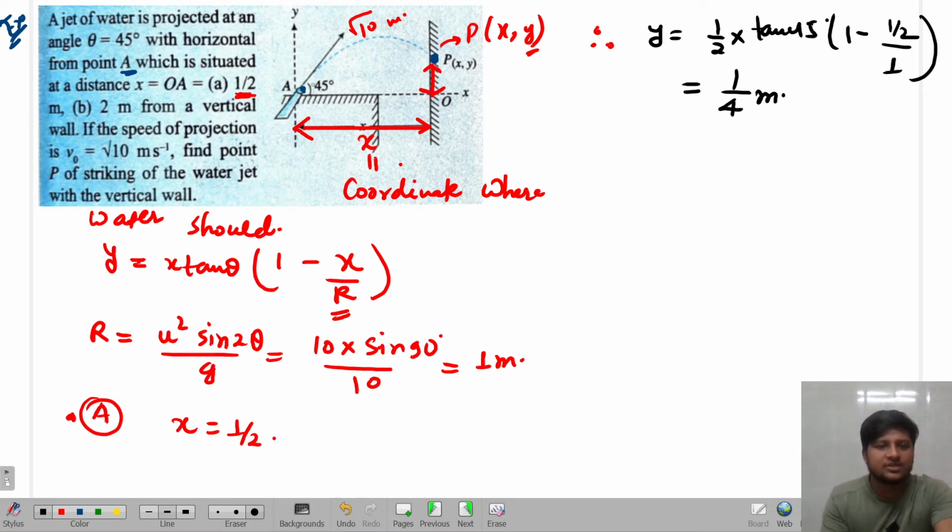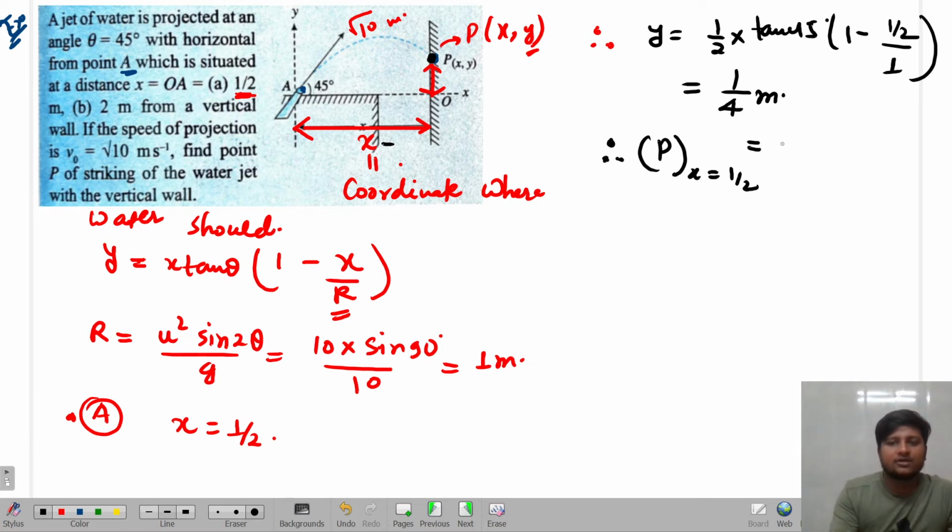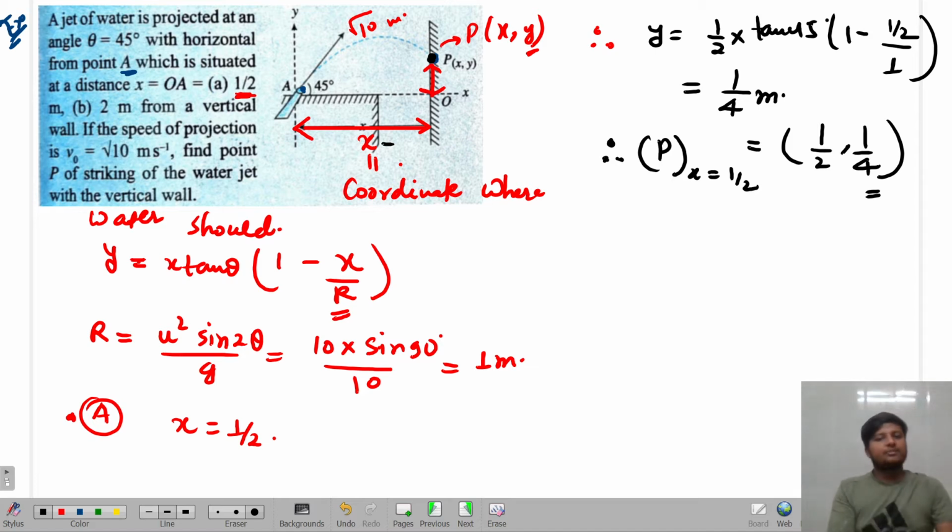So let's suppose the particular part where water is thrown, at how much distance? Distance of x is equal to 1/2. At what point are we going to see that water is hitting the vertical wall? At the coordinate for x equal to 1/2, the coordinates are 1/2 comma 1/4. So at this point the water is going to hit, right or not? Yes or no? Now for case B, when x is equal to how much?